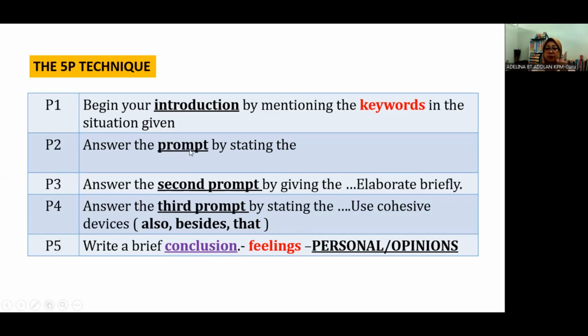Prompt here means the first bullet of prompt. The third paragraph means the second prompt, which is the second bullet. This one you can actually elaborate briefly, but try to avoid using so many examples. And paragraph 4, you are answering the third prompt, which is the third bullet. And this is where I usually encourage students to be using some cohesive devices also, because besides that, for example.